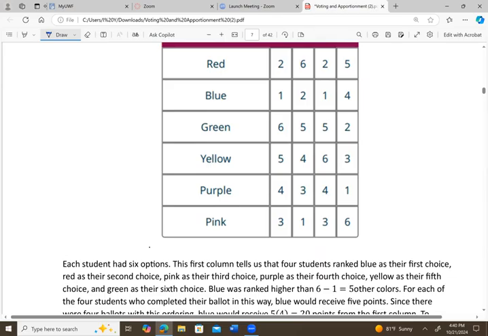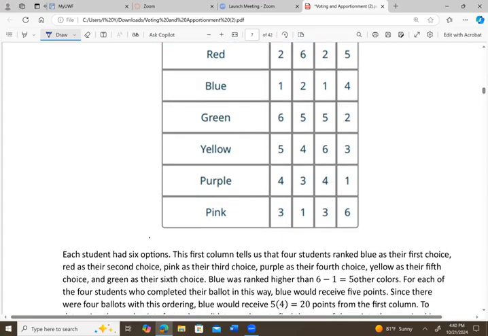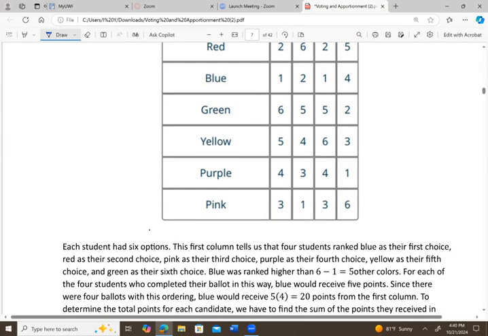Each student had 6 options. The first column tells us that 4 students ranked blue as their first choice, red as their second choice, pink as their third, purple as their fourth, yellow as their fifth, and green as their sixth choice.